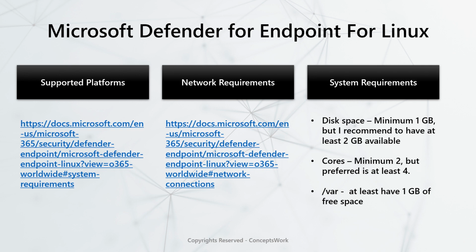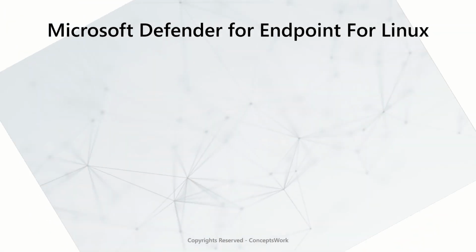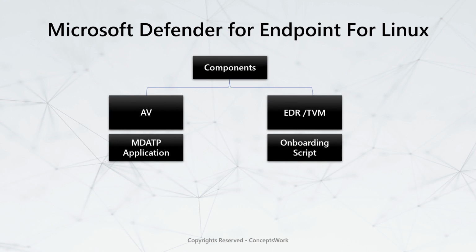Okay. Now, the next thing that I would like to talk about is components. Likewise, on Windows, we have AV capability and advanced capabilities like EDR, TVM, and different things which are available. Similarly for Linux as well. For AV capability, you can get the MD-ATP application installed on the machine itself. And then for EDR, TVM and the other advanced capabilities to work, you need to make sure that the onboarding script is initiated and the machine is onboarded to MDE.